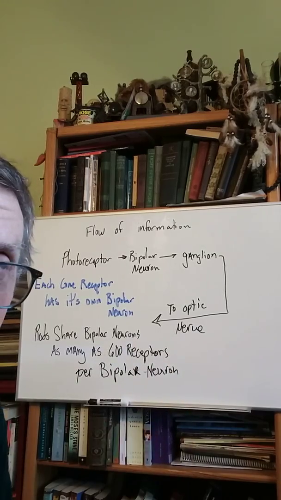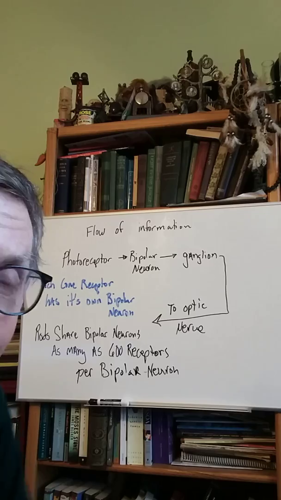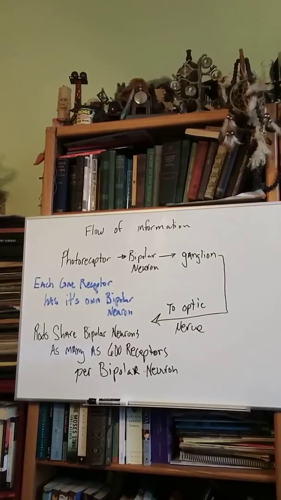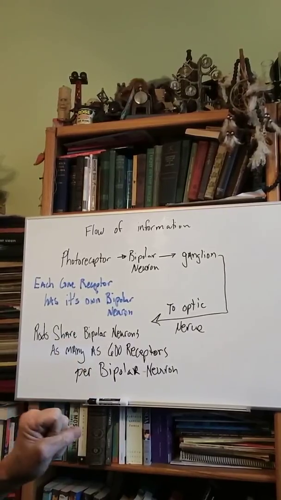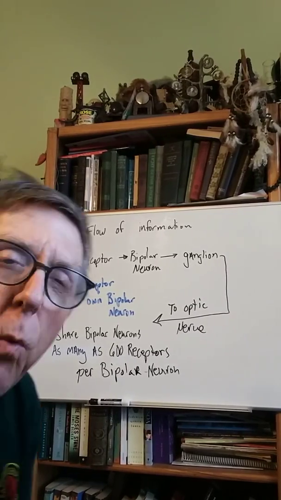Every cone receptor has its own bipolar neuron. Now, in contrast to that, with the rods, the rod receptors share bipolar neurons, as many as 600 receptors per bipolar neuron. Now, why would that matter?